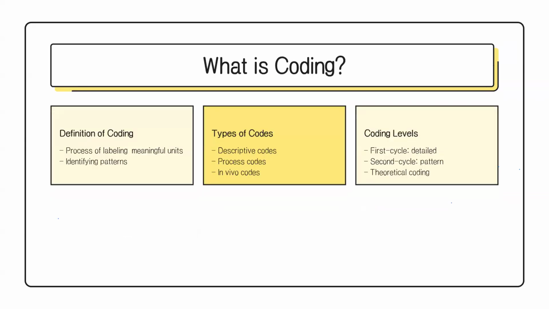Let's begin the qualitative analysis part with coding. Coding is the process of labeling meaningful units of data to identify patterns. We use types of codes like in vivo codes, the participants' exact words. Coding has levels. First cycle is detailed labeling, and second cycle is identifying broader patterns.